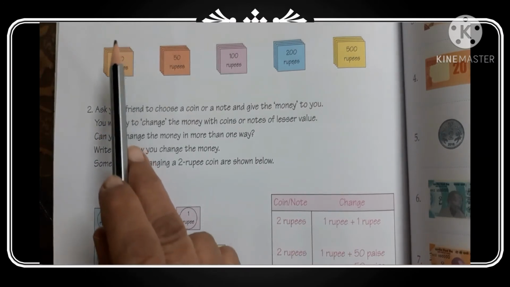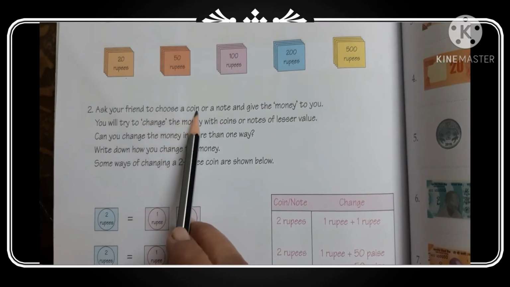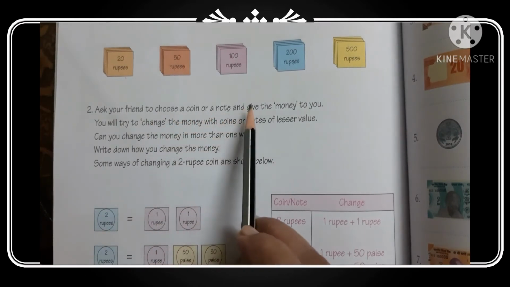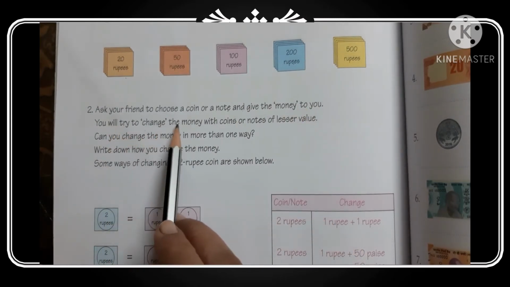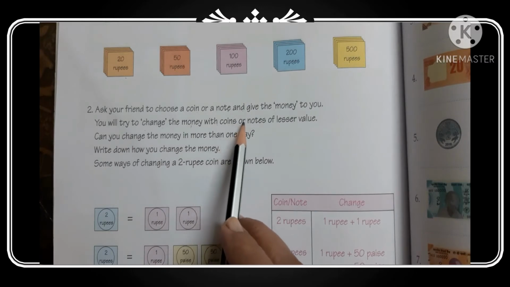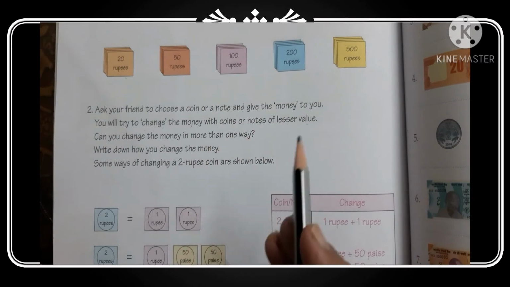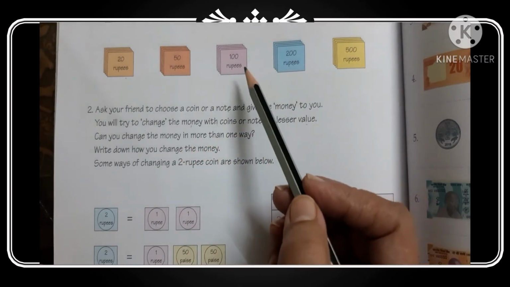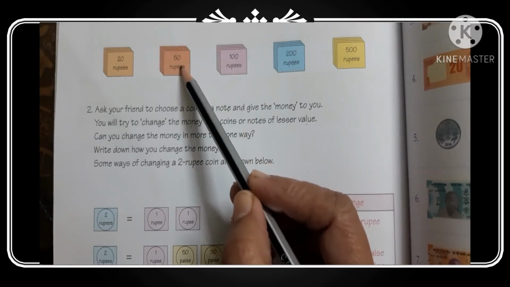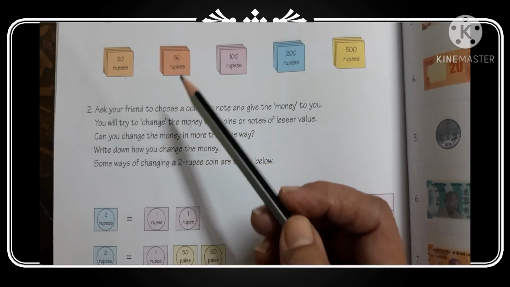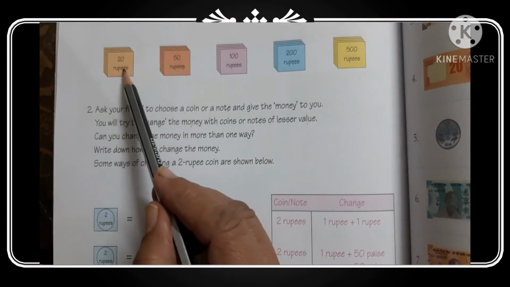And when you have made the cards, ask your friend to choose a coin or a note and give the money to you. You will try to change the money with coins or notes of lesser value. You will change the money, which means if he is giving you a 100 rupees note, you will change that into 50 rupees and 50 rupees, or 20 rupees notes, like this.